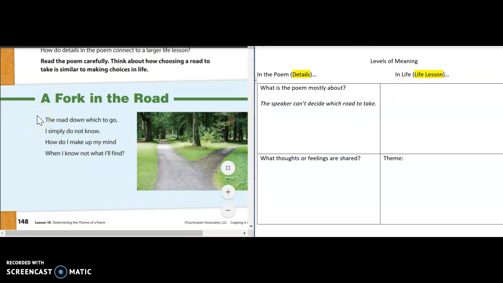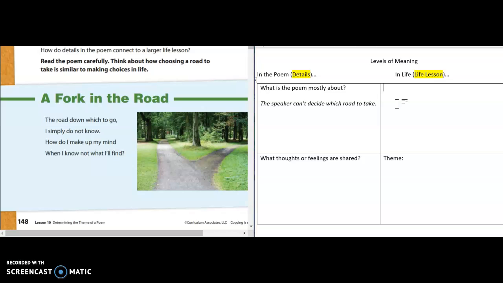So I actually am going to read this again. The road down which to go, I simply do not know. How do I make up my mind when I know not what I'll find? So really, this could apply to several different things. But what comes to my mind is a major life decision that our speaker is being faced with. This could be many things.